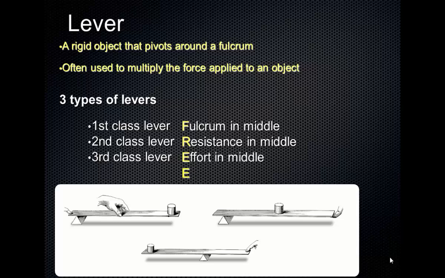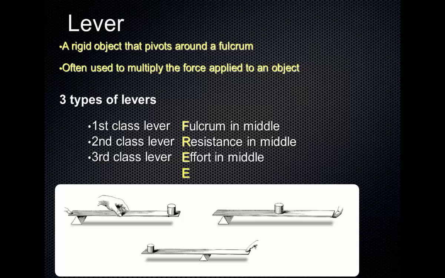Okay? So, we can identify the type of lever, the class of lever, by looking at what's in the middle. So now in this lever, what's in the middle? The fulcrum. Okay? That's a first class lever. If the fulcrum is in the middle, it's a first class lever. If you remember the word free, it can help you remember. Second class lever if the resistance is in the middle. Third class lever if the effort is in the middle.